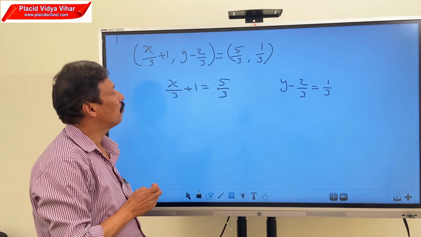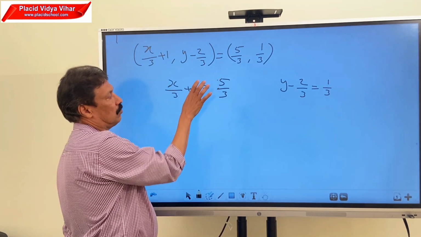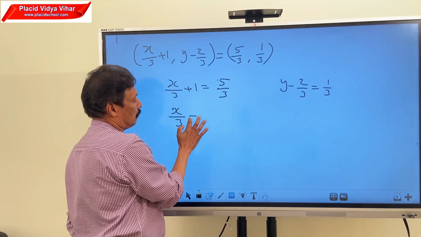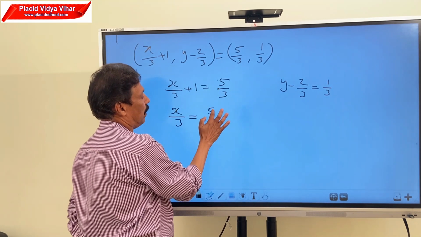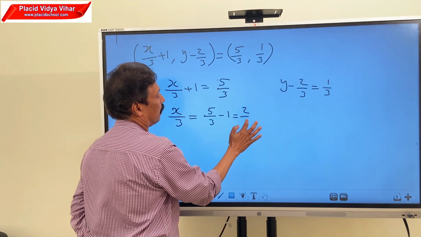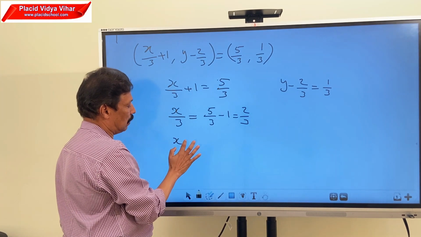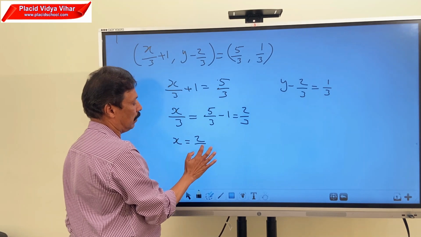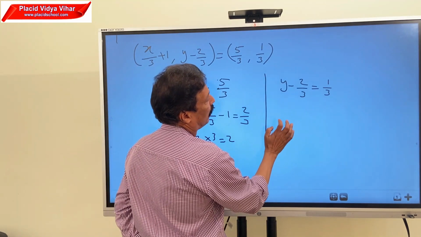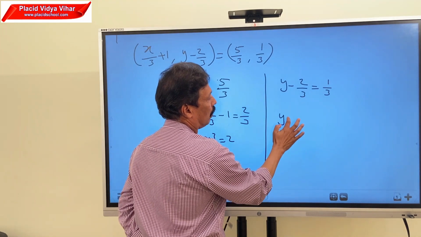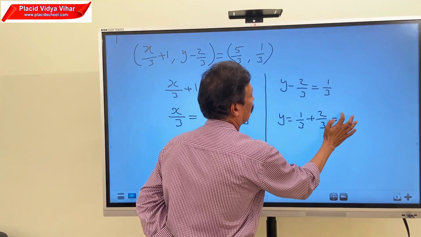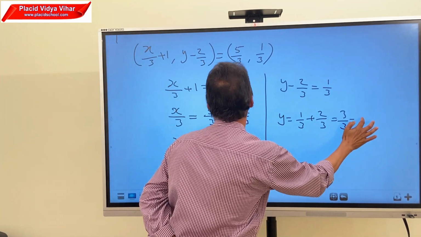Then we can solve for x. First we move 1 to the right side, so x/3 equals 5/3 minus 1, that is equal to 2/3. Again, x is equal to, we can cancel, 2/3 into 3, that is equal to 2. Similarly, y - 2/3 equals 1/3, so y equals 1/3 + 2/3, that is 3/3, which is equal to 1.